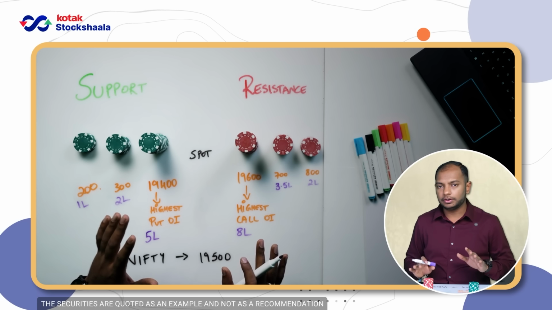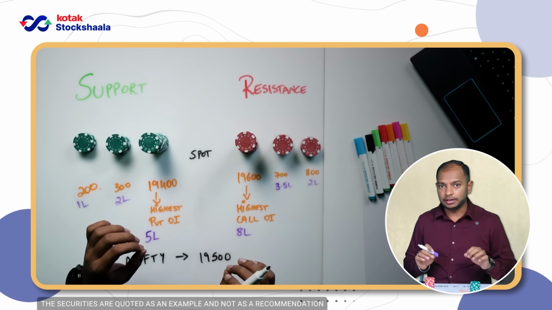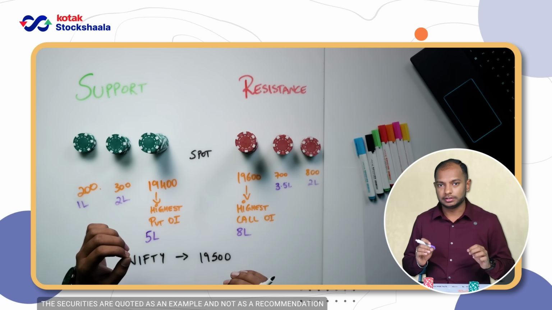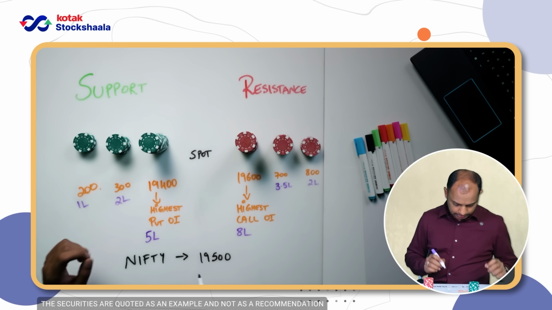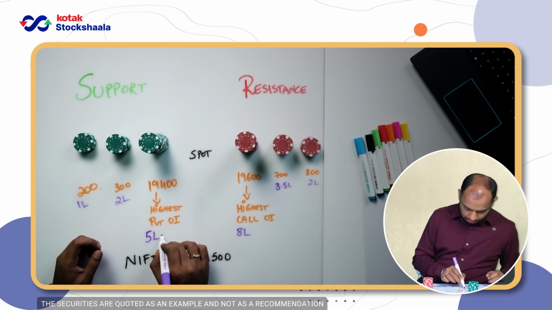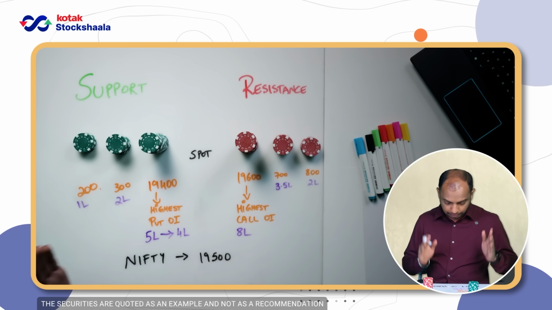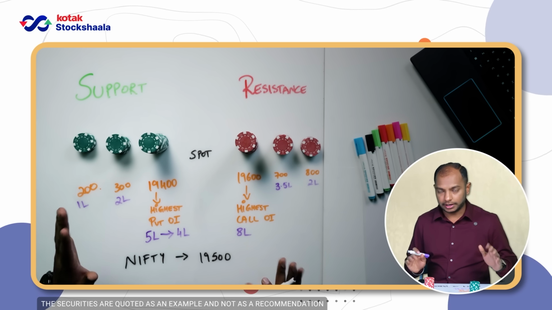It's not always about how many contracts are already there, but it is also about how it is changing dynamically at every moment. Which means that, let's say, the 5 lakh contracts have started reducing and it has gone down to 4 lakh contracts, which means 1 lakh contracts have been closed down.